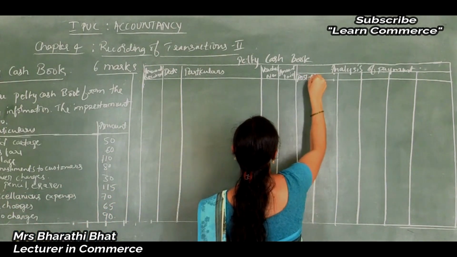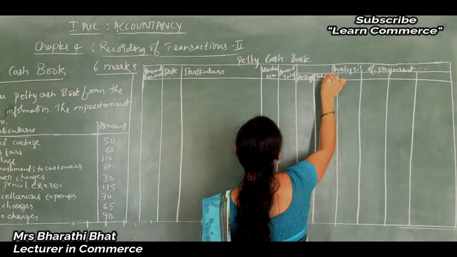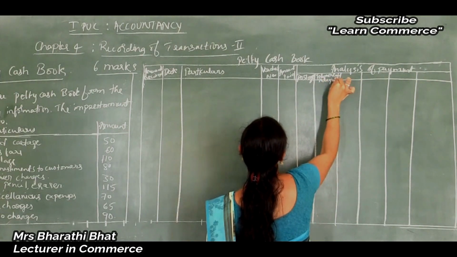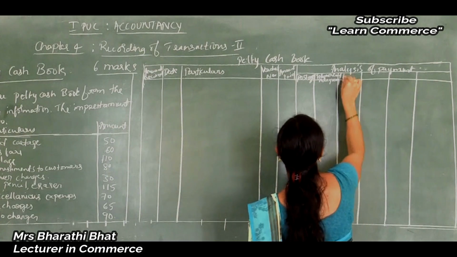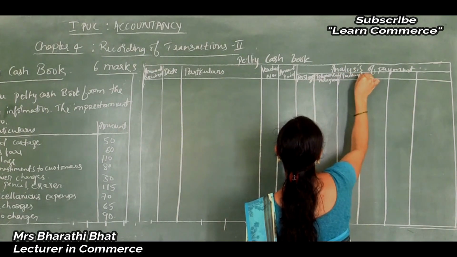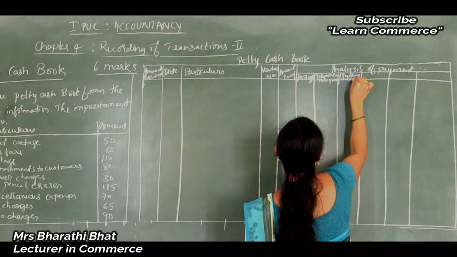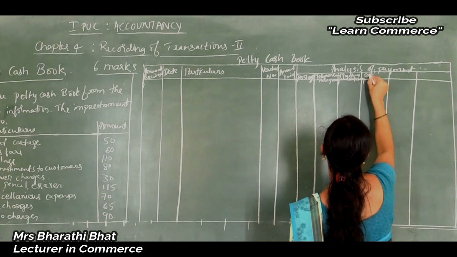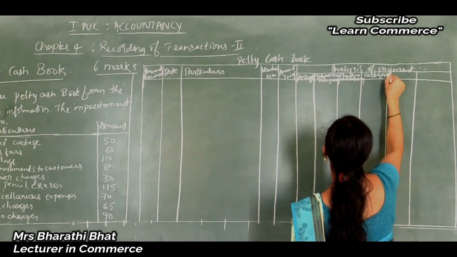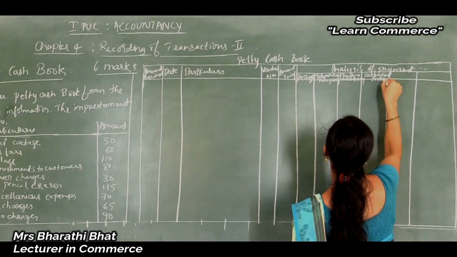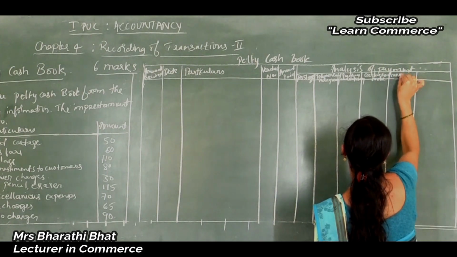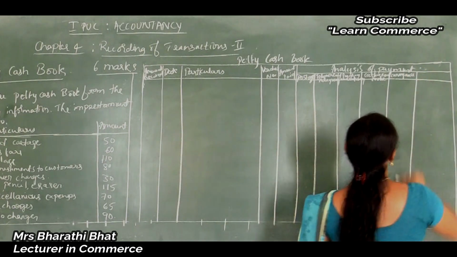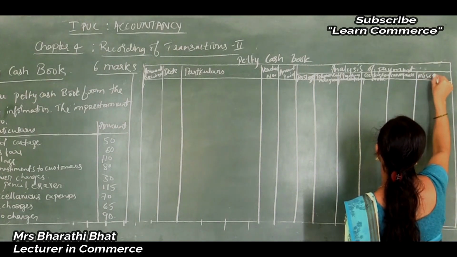here, postage, telephone and telegram, and printing and stationery, cartage and coolie, conveyance to record all the transportation expenses, and last one is miscellaneous.